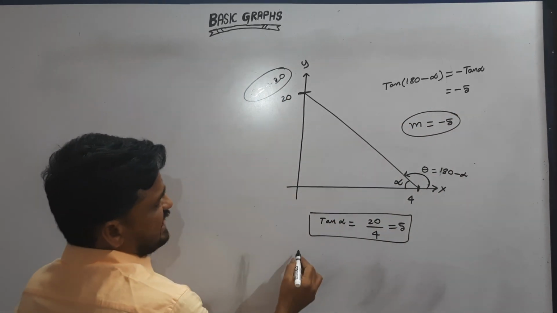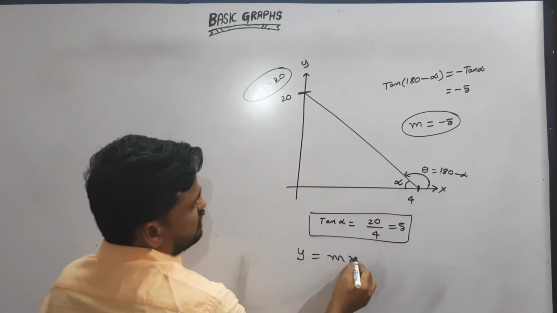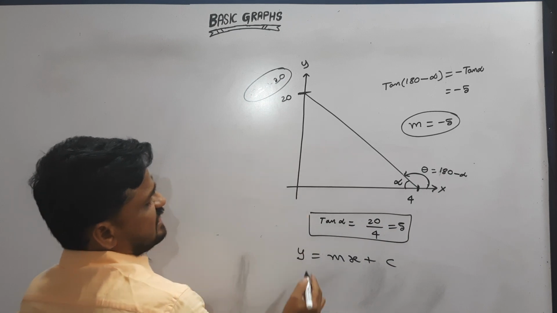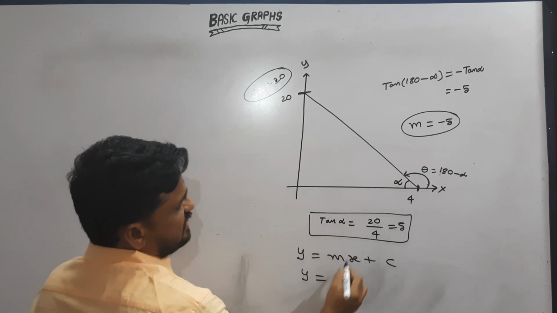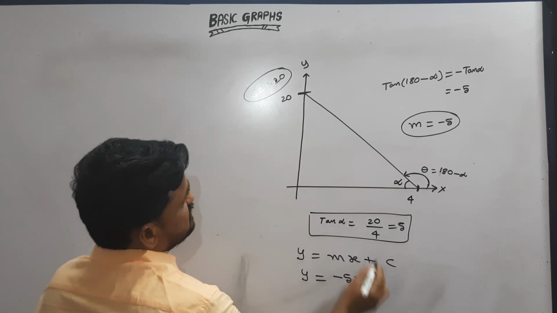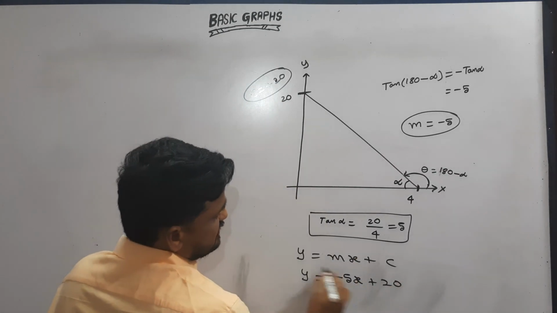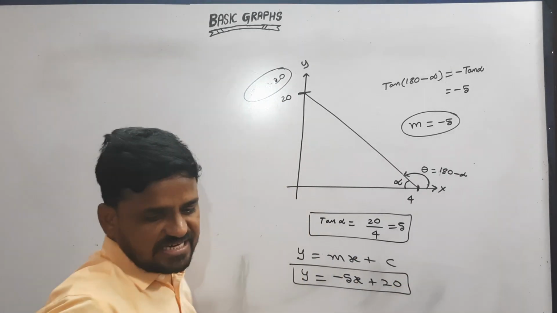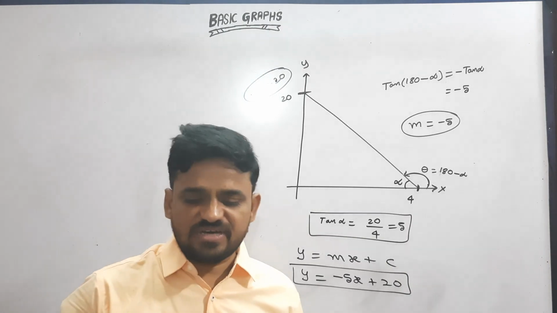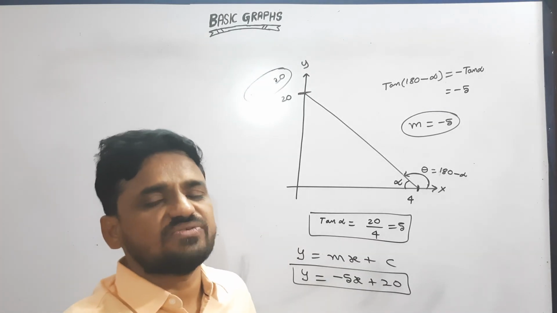So this is a straight line equation. We write y equal to mx plus c. With m value minus 5, y equal to minus 5x plus 20. This is the straight line equation: y equal to minus 5x plus 20.